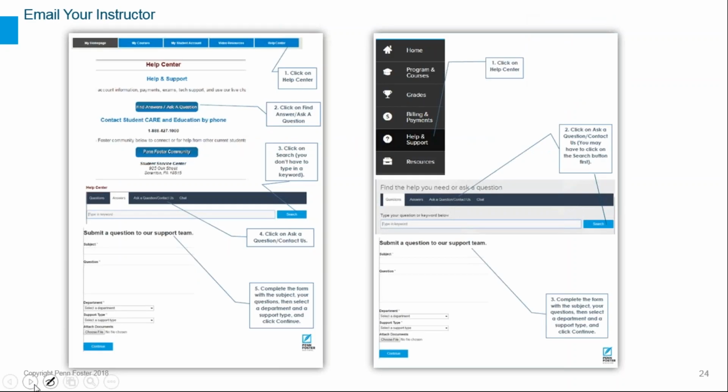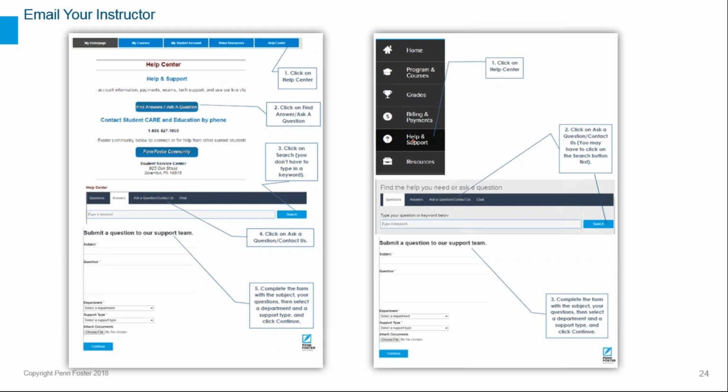To email or chat, some of you have the account that looks like that, and some of you have this look of the account. Both are equivalent. We just move things around. To go to where you have to go and email us, you can go to the Help Center and click on Ask a Question. You may have to press on the search button first and then click on the option Contact Us and then fill out the form and submit.